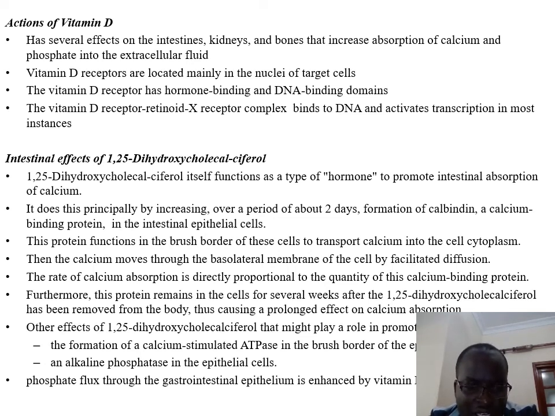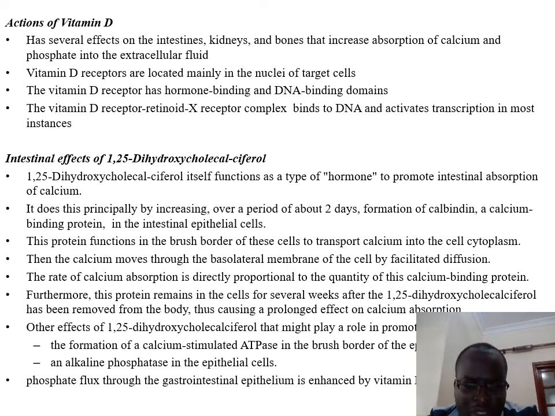This protein functions in the brush border of these cells to transport calcium into the cell cytoplasm. Then the calcium moves through the basolateral membrane of the cell by facilitated diffusion to go into the interstitium, then it will be absorbed by the bloodstream. The rate of calcium absorption is directly proportional to the quantity of calcium binding protein. So if you have a lot of calbindin, the rate of absorption of calcium is going to increase.